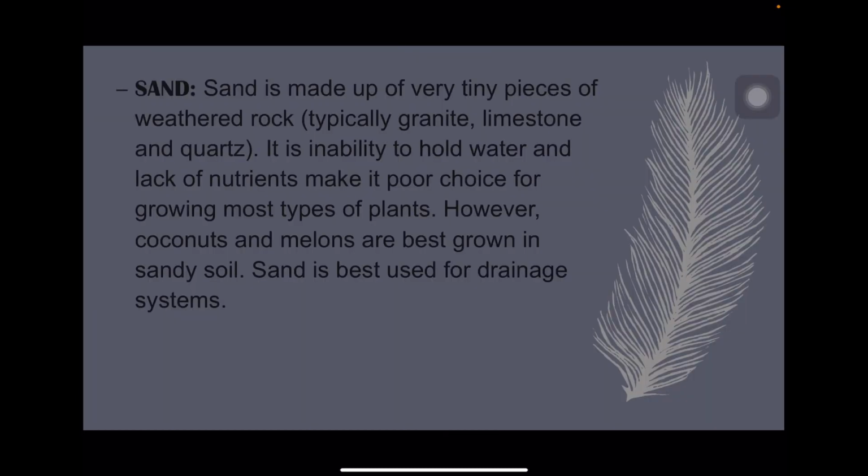First, sand. Sand is made up of very tiny pieces of weathered rock, typically granite, limestone and quartz. Its inability to hold water and lack of nutrients make it a poor choice for growing most types of plants. However, coconuts and melons are best grown in sandy soil. Sand is best used for drainage systems, and I think sand is the least found in my area.